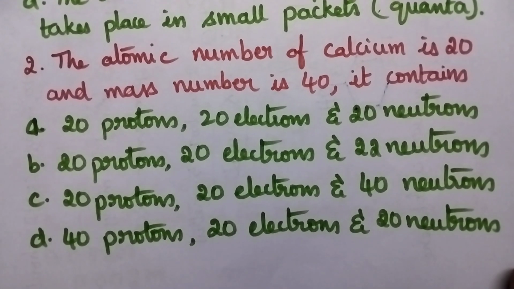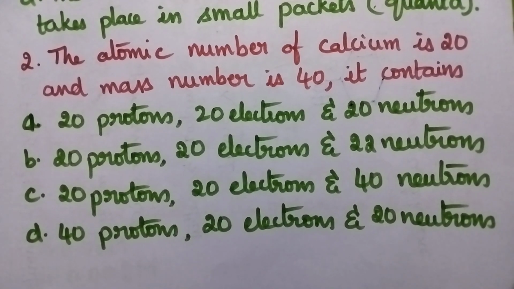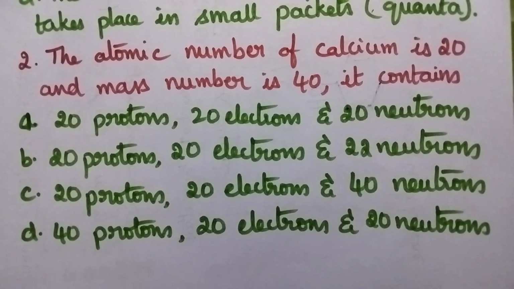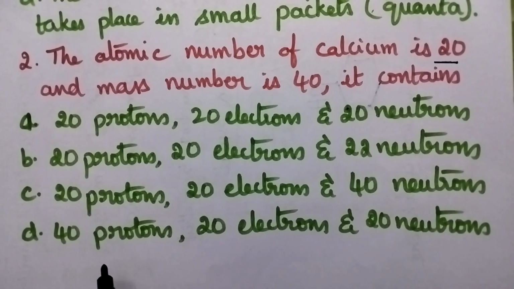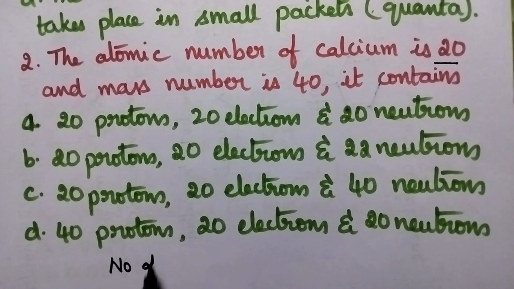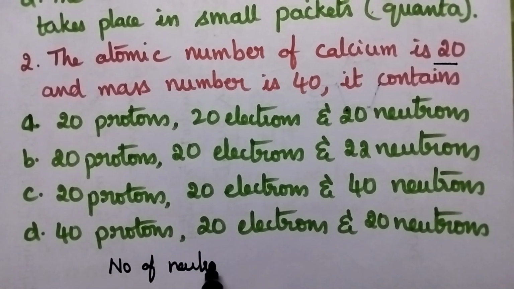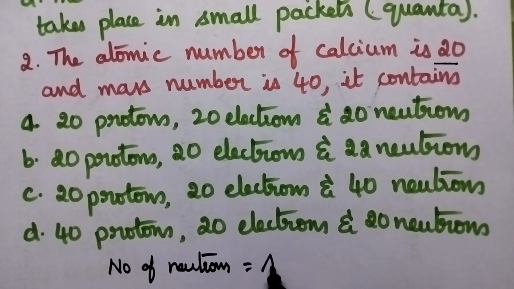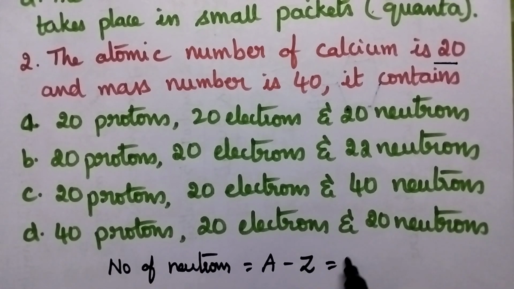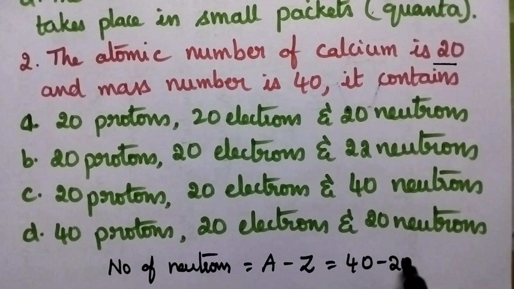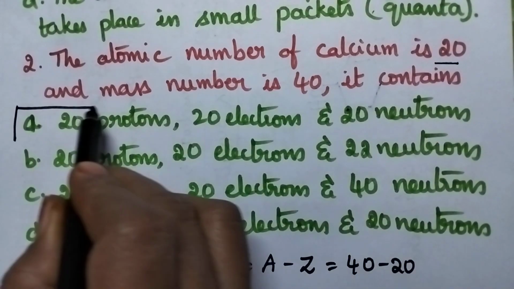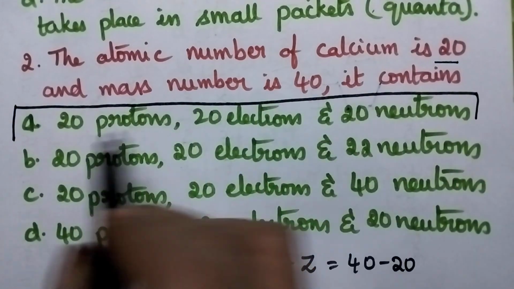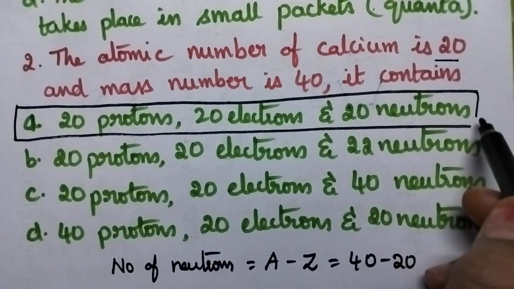The atomic number of calcium is 20 and mass number is 40. So atomic number is 20 means it contains 20 protons and 20 electrons. Coming to the number of neutrons, it is always equal to mass number minus atomic number. So 40 minus 20, it contains 20 neutrons. So option A, that is 20 protons, 20 electrons and 20 neutrons, is the right answer.